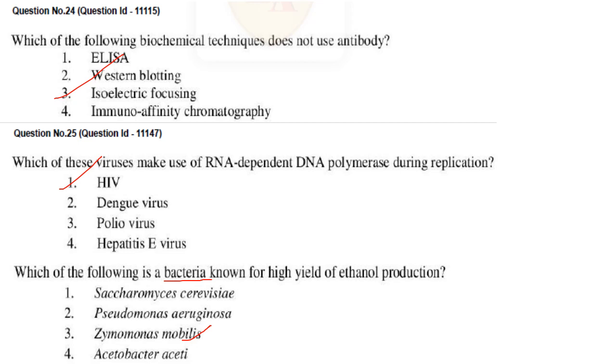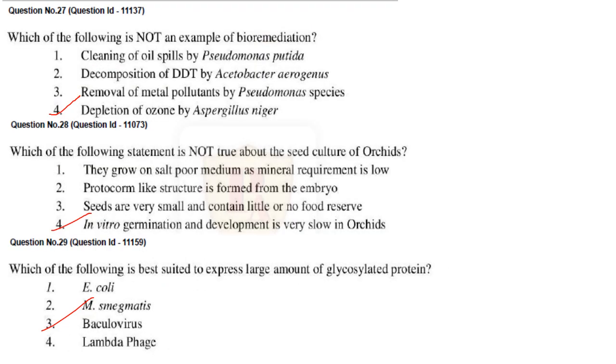Then next one. Which of the following is a bacteria known for high yield of ethanol production? So it is not Saccharomyces cerevisiae. Yeast is a fungus. It is not bacteria. So they have asked for bacteria over here. It is Zymomonas mobilis. Answer is option 3. Then next one. Which of the following is not an example of bioremediation? So, depletion of ozone by Aspergillus niger. Answer is option 4.